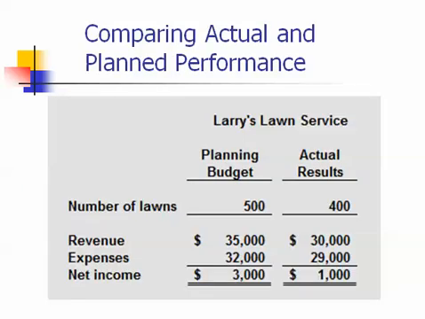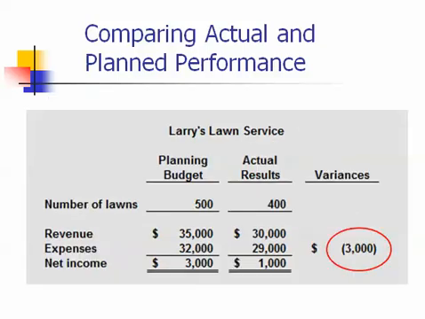Let's look at an example. Let's look at Larry's Lawn Service. We've got two columns here. We've got a planning budget where we had planned to cut 500 lawns during a month or year. We expected to generate revenues of $35,000, have expenses of $32,000, leaving us with net income of $3,000. Our actual results weren't quite as good. Our net income was less than we had expected, only $1,000, and we can see why, because we had only cut 400 lawns. That resulted in lower revenues and lower expenses.